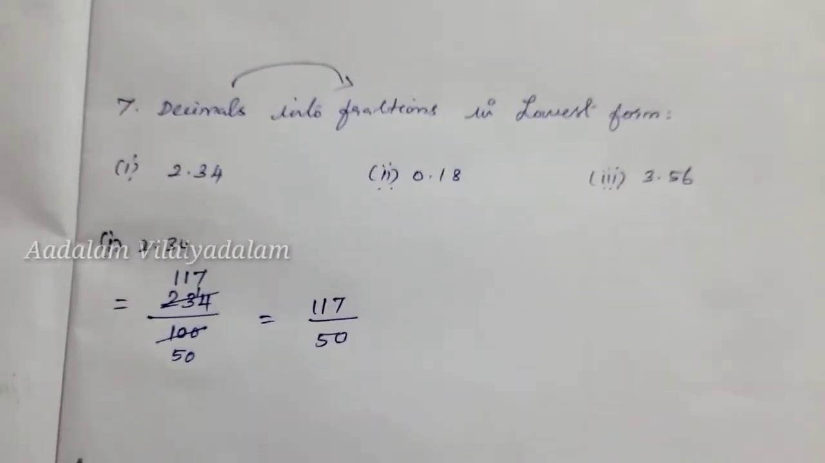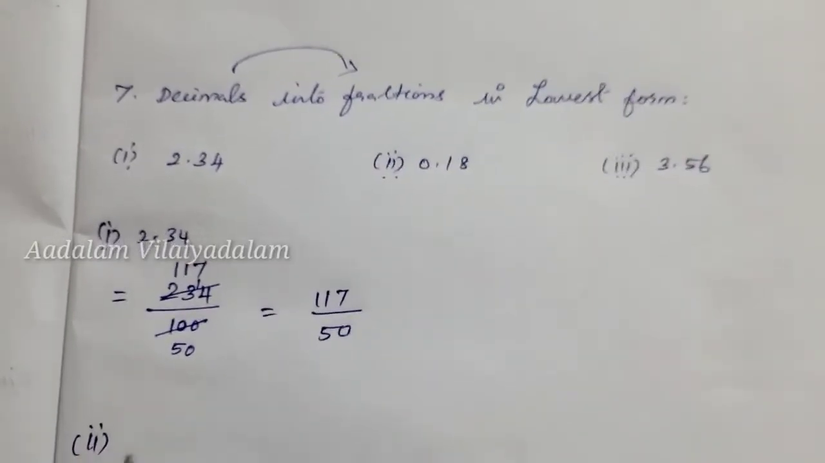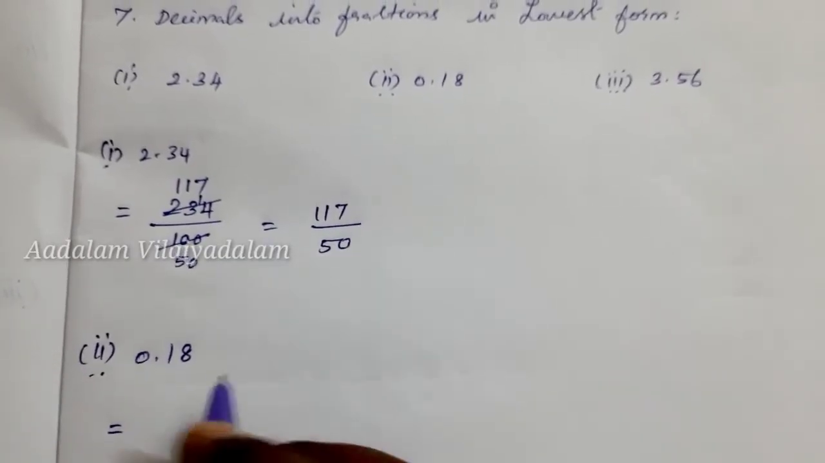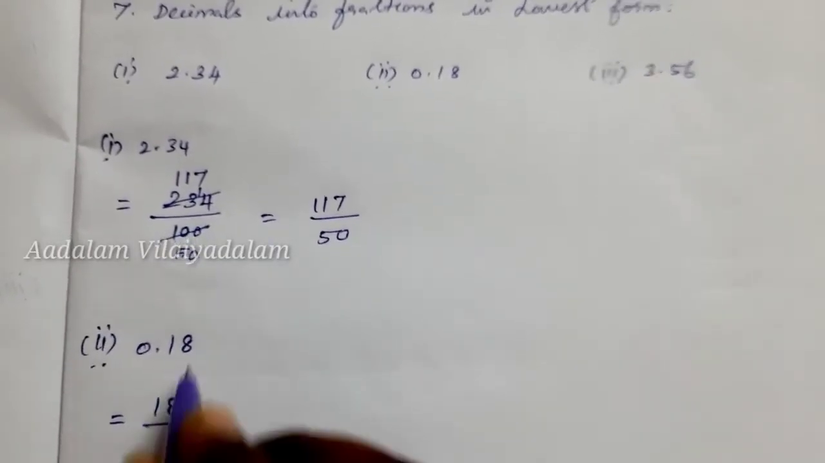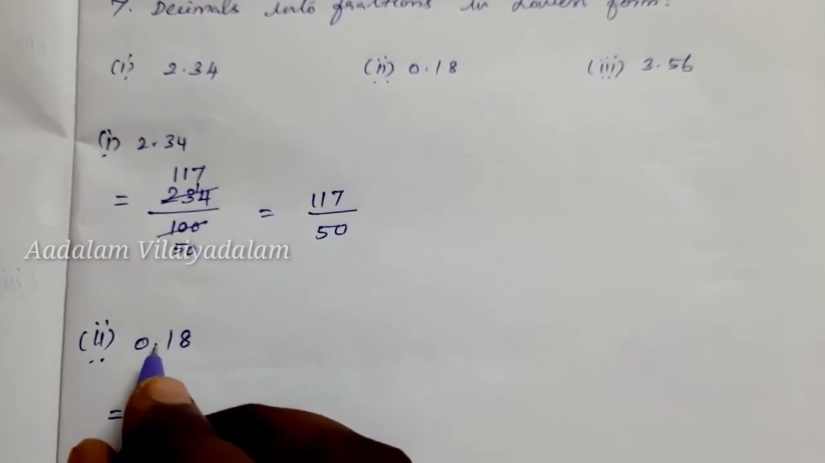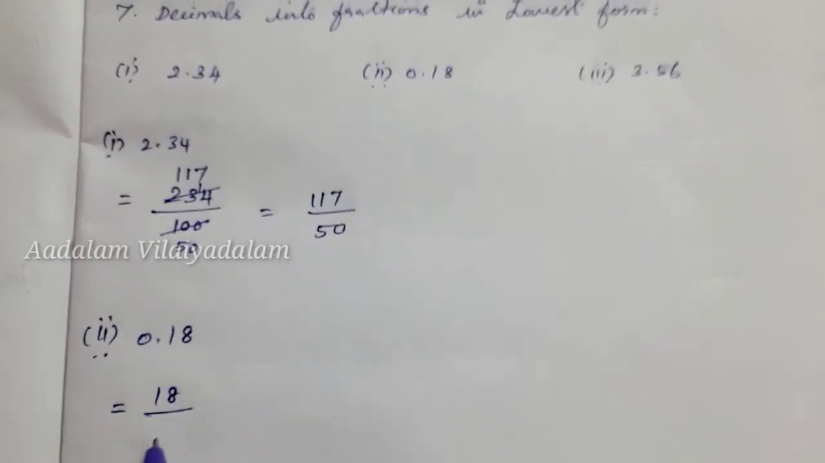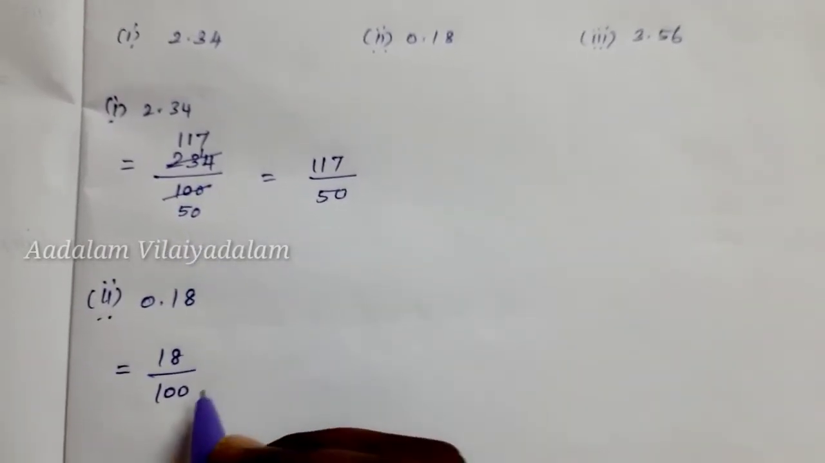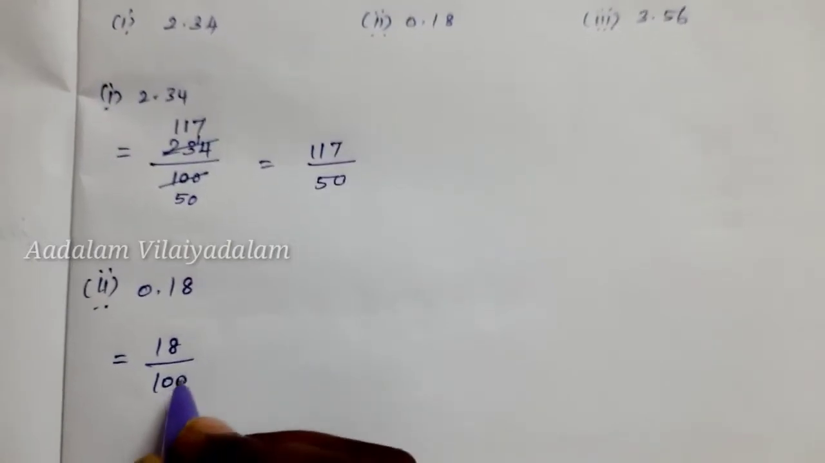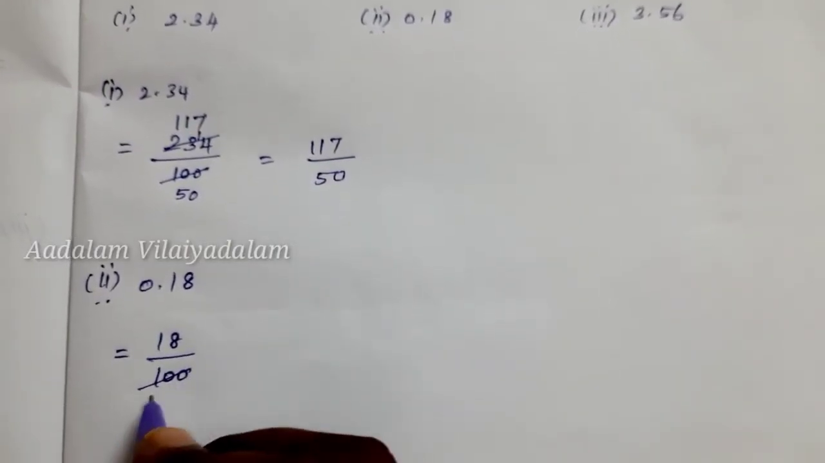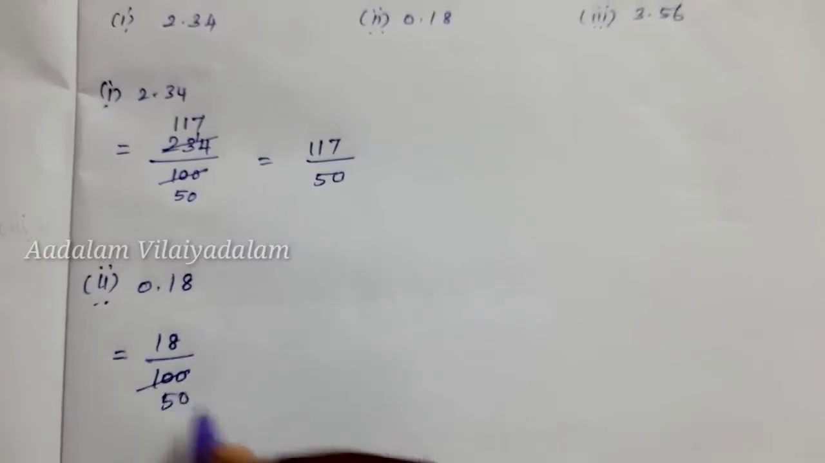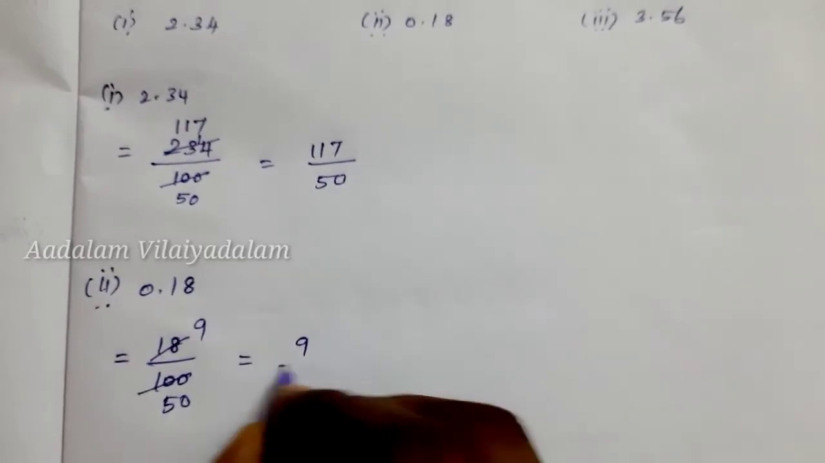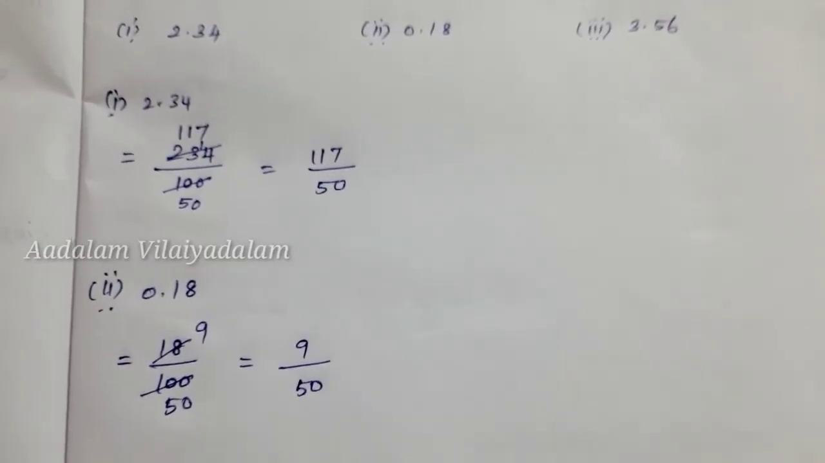Now we can go to the second subdivision, that is 0.18. Now change it into a fraction. So 18 divided by 100, because after the decimal point there are two digits, so you put 100 in the denominator. Now let us also reduce this by dividing with the 2 table. If we divide 100 by 2, I get 50, and 9 twos are 18. So the lowest form is 9 by 50.